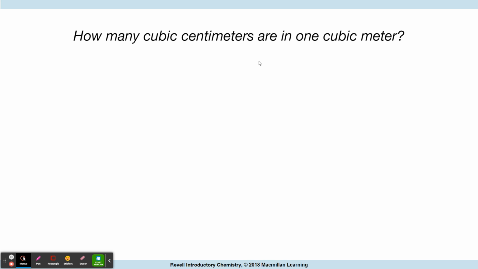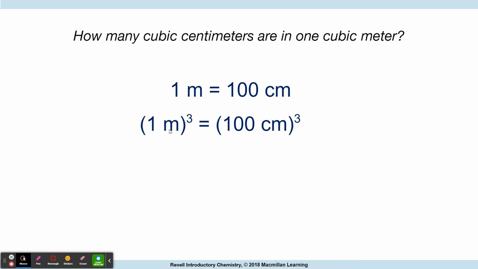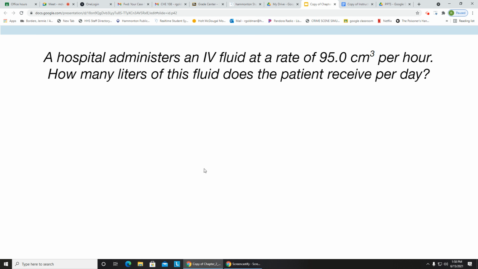So how many cubic centimeters are in 1 cubic meter? So the first thing you do is don't focus on just centimeter or meter. How many centimeters in a meter? Okay, and now you put this in parentheses, and you cube everything. So this becomes 1 meter cubed equals, and 100 times 100 times 100 is 1 million centimeters cubed. And that's how you do it.